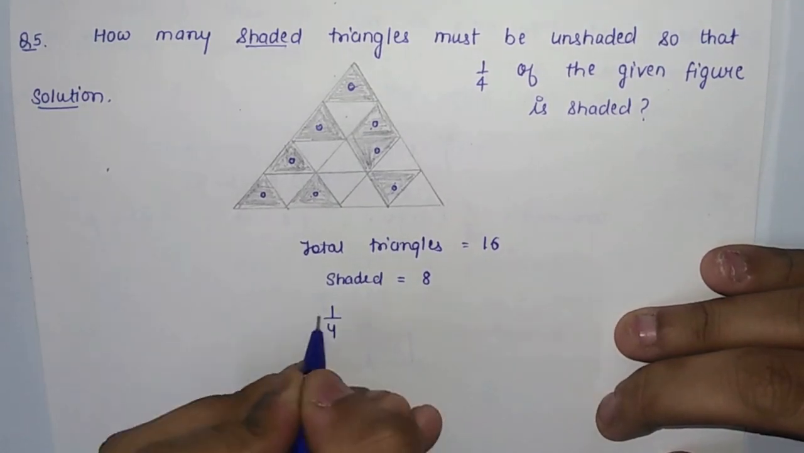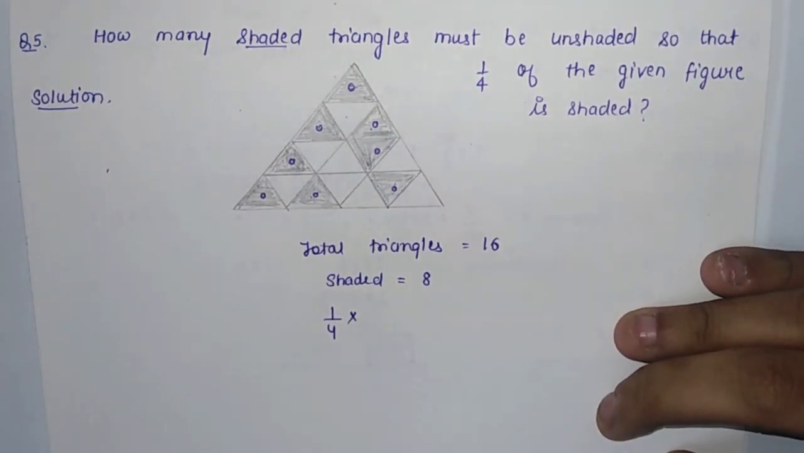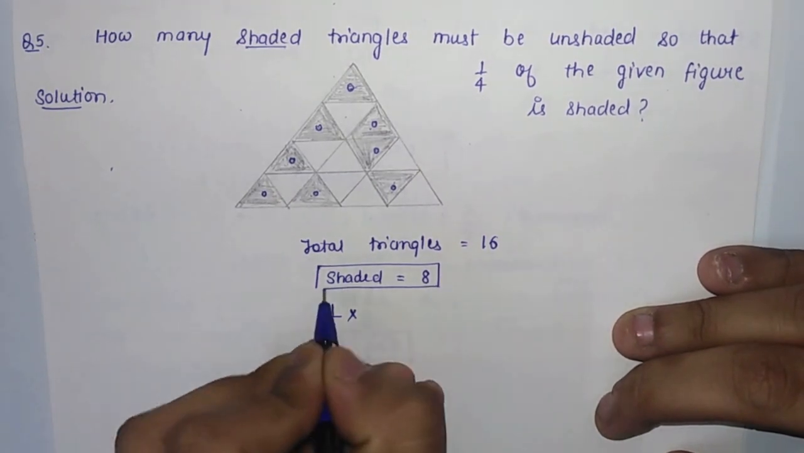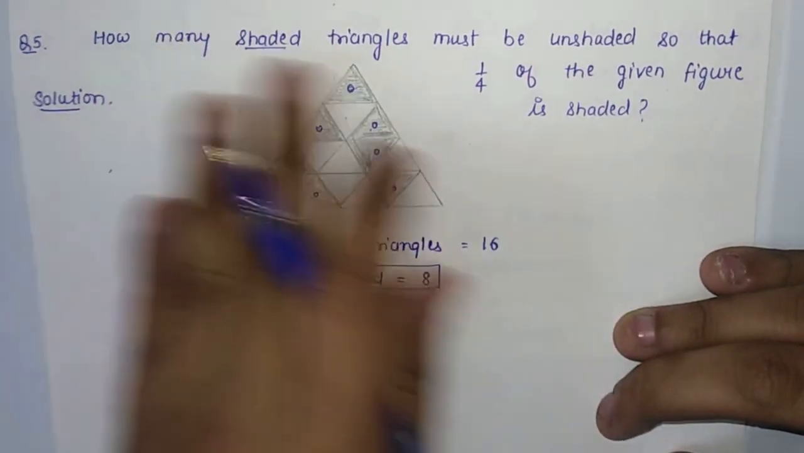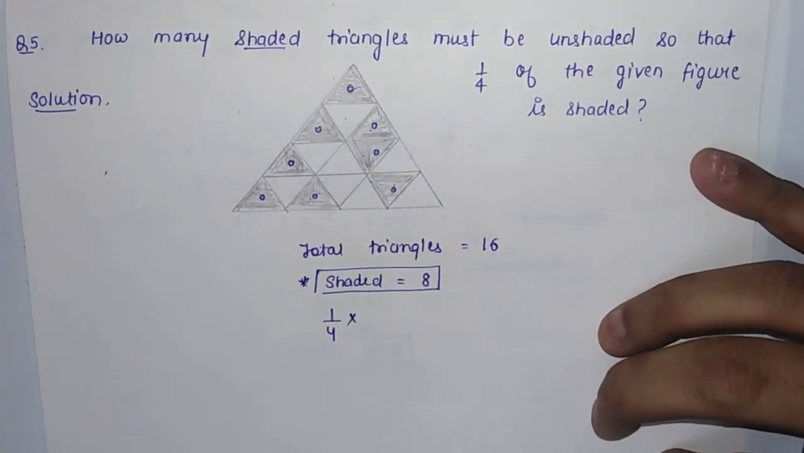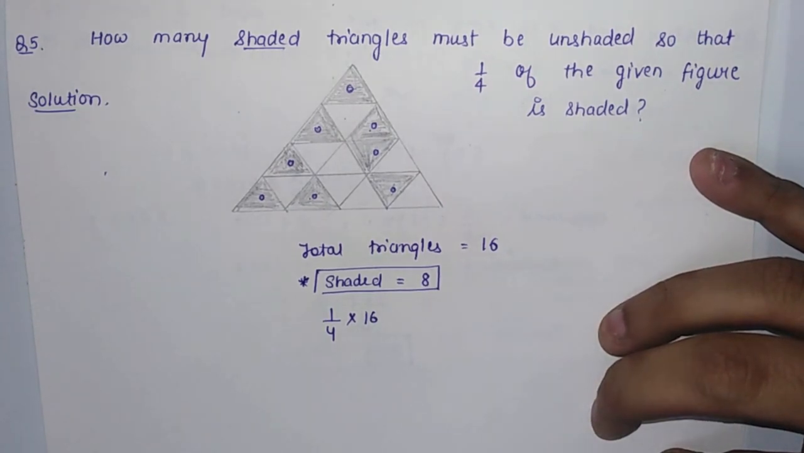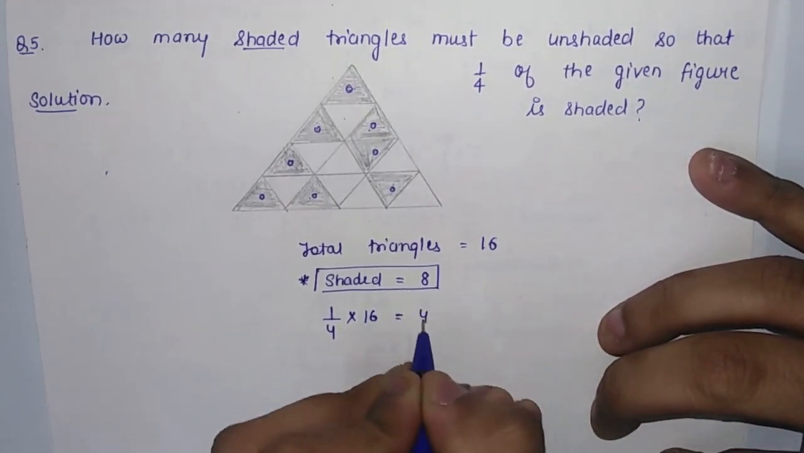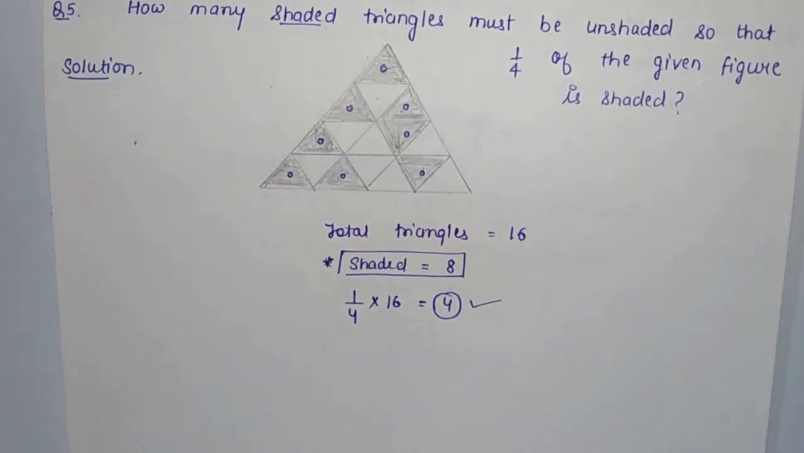Now, if we want to make 1/4 of the given figure shaded, we have to shade how many triangles? Let's not think about the current shading right now. Let's think again. Suppose this triangle is completely blank, with no shaded part, and is divided into 16 smaller triangles, and we have to shade it such that 1/4 of the given figure is shaded. So how do we get to that? We take 1/4 of 16, which will be 4. So in order to make 1/4 of this figure shaded, we need 4 triangles to be shaded.